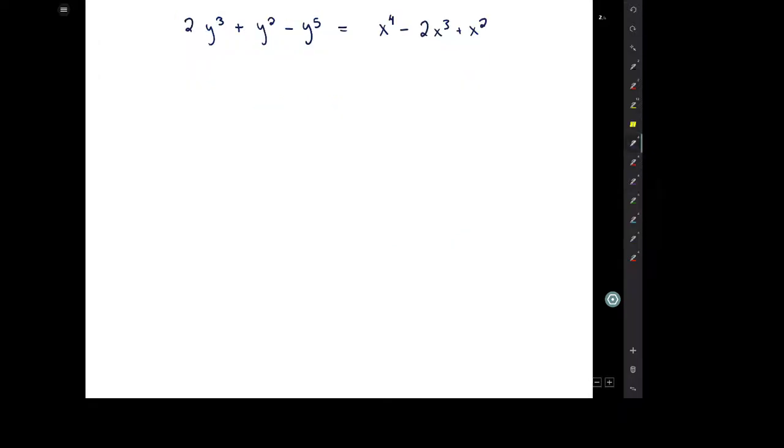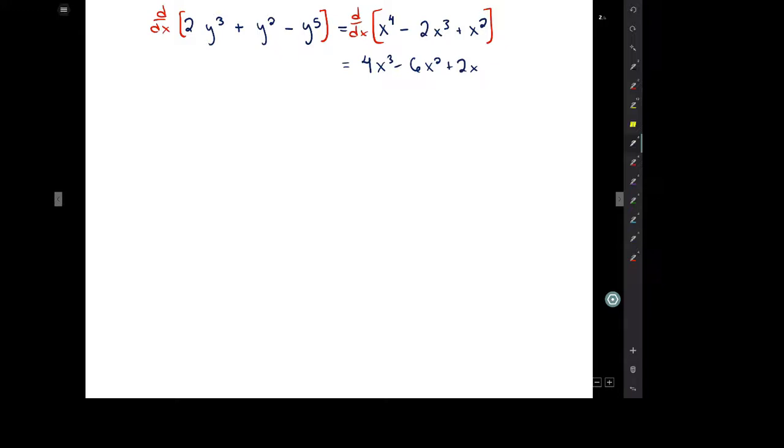Okay, so let's see an example of this in action. So again, here is this equation that we're starting with, 2y cubed plus y squared minus y to the 5th equals x to the 4th minus 2x cubed plus x squared. And I am going to take the derivative of both sides of this equation. And on the right-hand side, it's very easy. I'm just taking a normal derivative d dx of x's. And so I end up with 4x cubed minus 6x squared plus 2x.